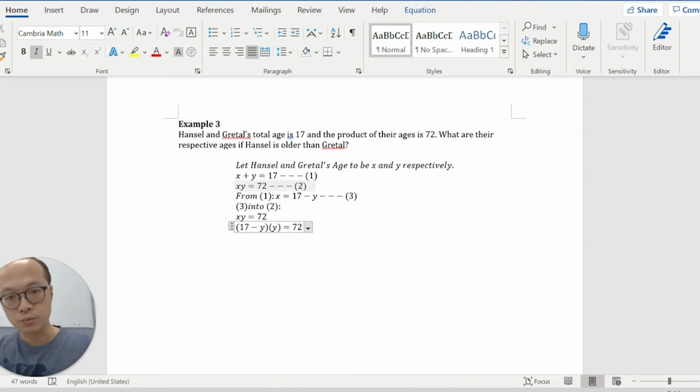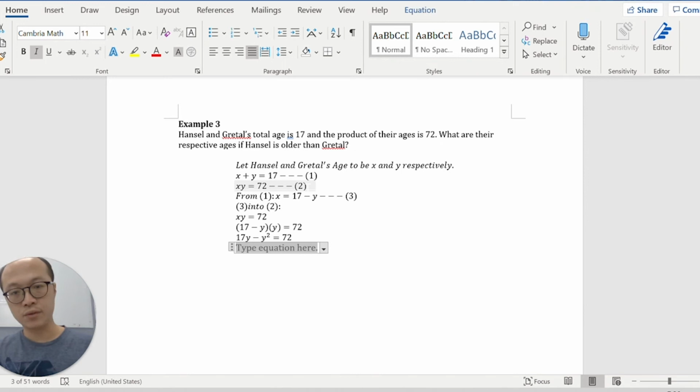is equals to 72. So 17y minus y squared is equals to 72, and by shifting the variables over to the right side, we are able to get a pretty nice quadratic expression that you should be very familiar with. Y squared minus 17y plus 72 equals to 0. Factorizing this expression, you should be able to get y minus 8, y minus 9 being equals to 0, which implies that y is either equals to 8 or y is equals to 9.